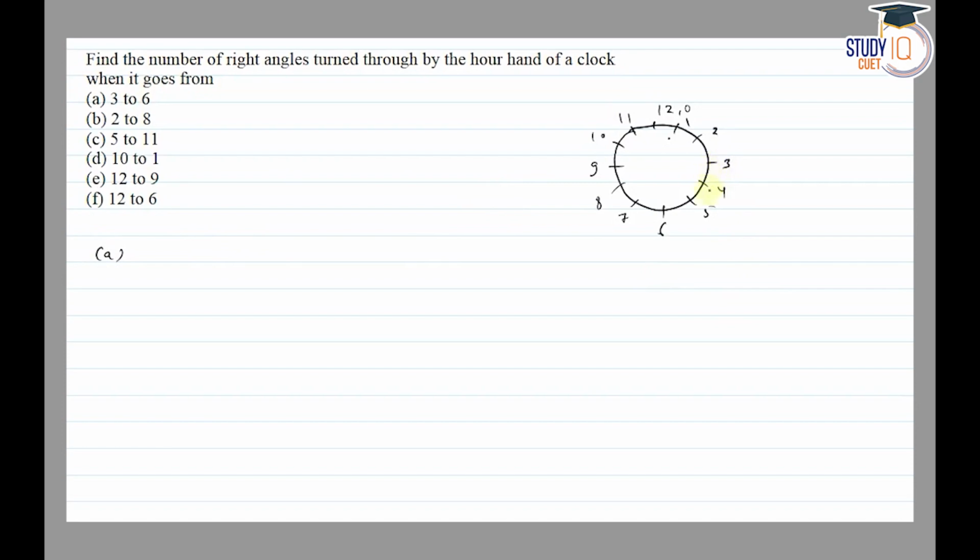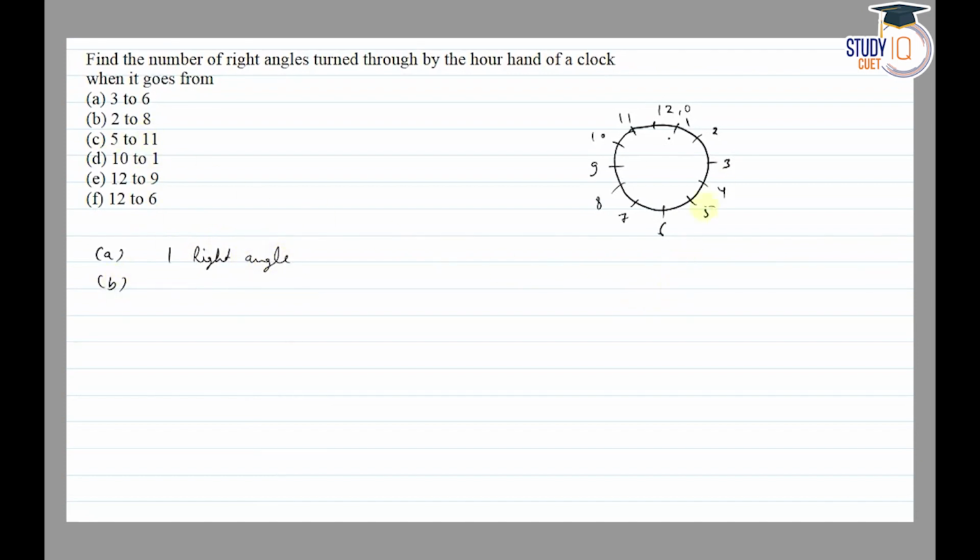So 3 to 6. यहाँ से यहाँ तक हमें find the number of right angles turned through by the hand. So 3 to 6 हमें one right angle move करना होगा. So the answer is one right angle.